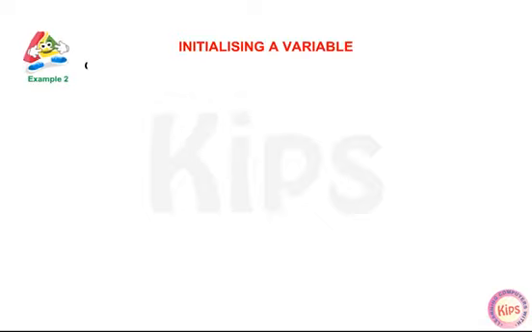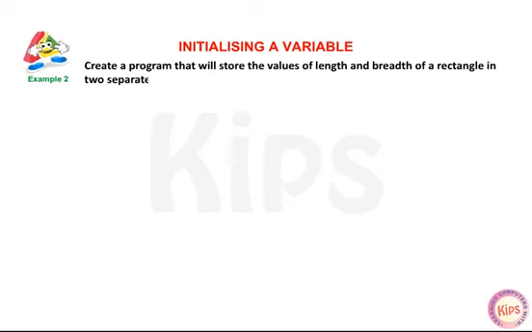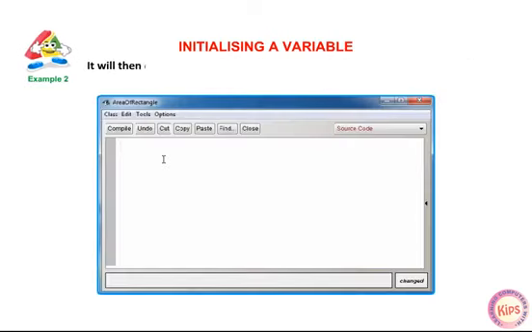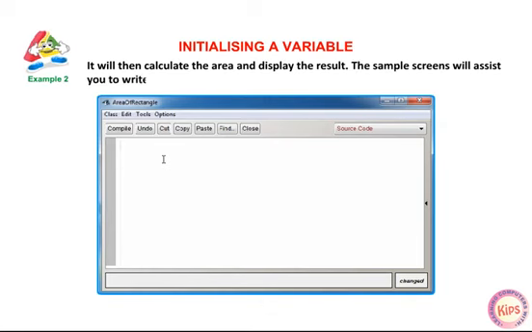Example 2. Create a program that will store the values of length and breadth of a rectangle in two separate variables. It will then calculate the area and display the result. The sample screens will assist you to write the program.